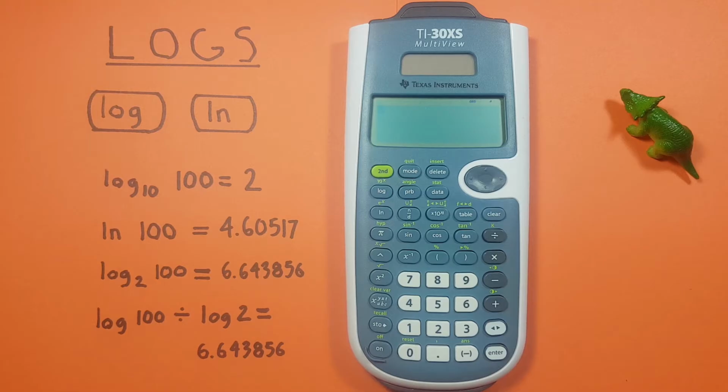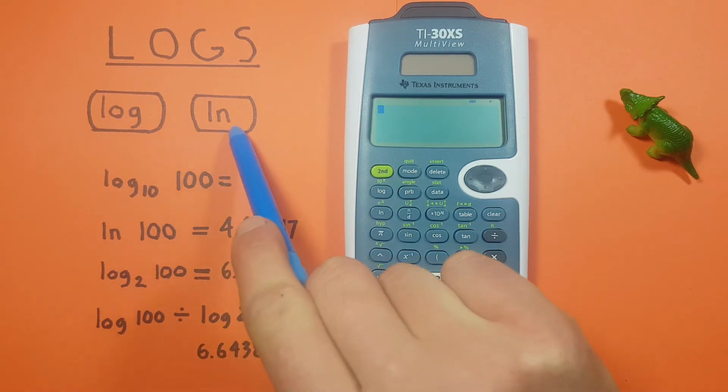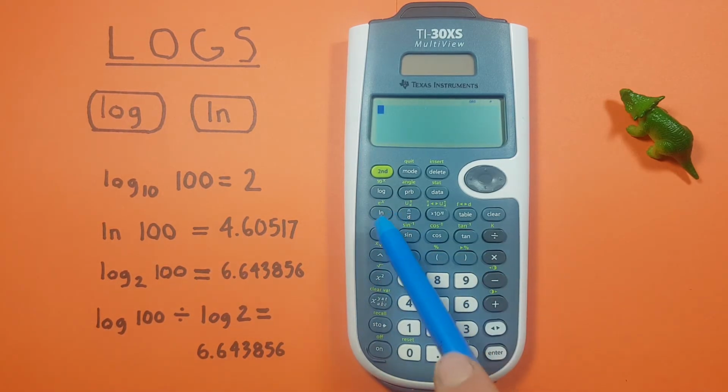I'm Rick, and in this video we're going to have a look at how we can find logs on the Texas Instruments TI-30XS Multiview Calculator. To do this, we'll be using the log key that looks like this, located here, as well as the ln key that looks like this, located here.